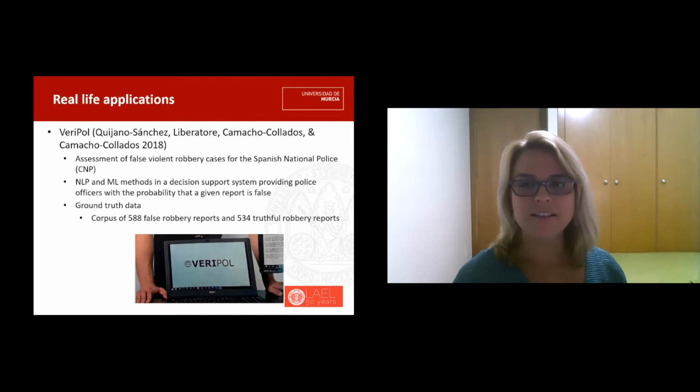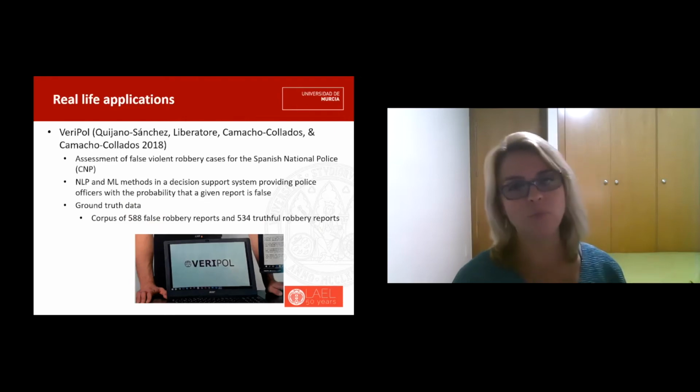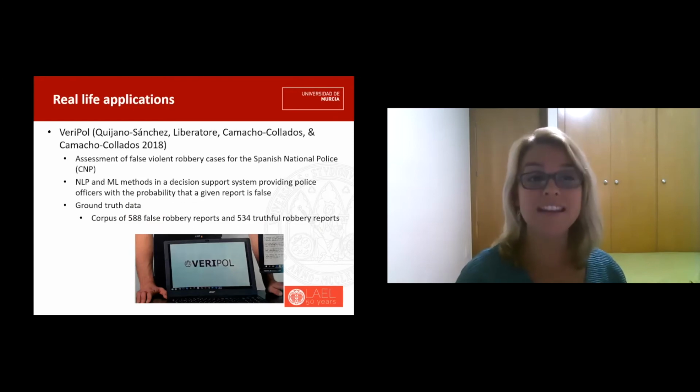Empirical results show that it is extremely effective in discriminating between false and true reports with a success rate of more than 91%, improving by more than 15 the accuracy of human expert police officers on the same data set. The pilot study was so successful that nowadays it is officially used in all the national police offices in Spain.